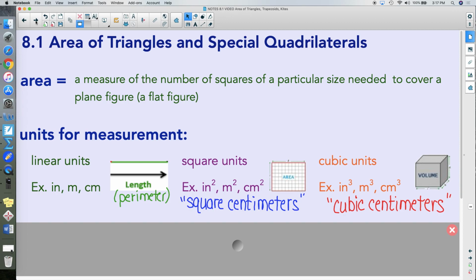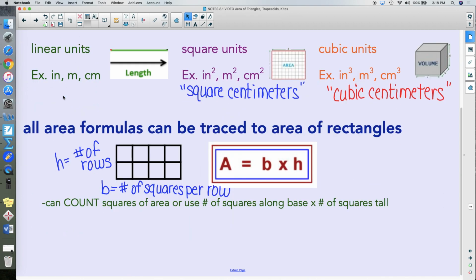So we've had units for measurement already, linear units for things like perimeter. So for linear units, things like inches, meters. Area will be reported in square units because we said it's the measure of the number of those particular squares needed to cover a flat surface. The square's particular size might be inch by inch, so they're square inches. Meter by meter, much larger squares, square meters. When we get to volume and we're working in 3 dimensions and we start trying to get a measure of how many cubes it takes to fill a 3-dimensional object, that would be volume, and those would be in cubic units.